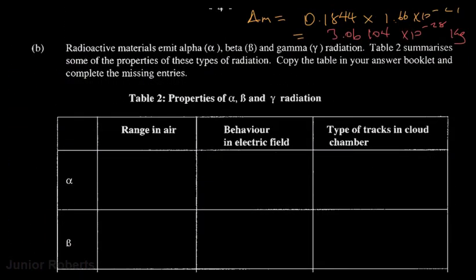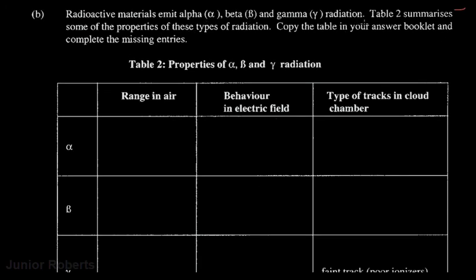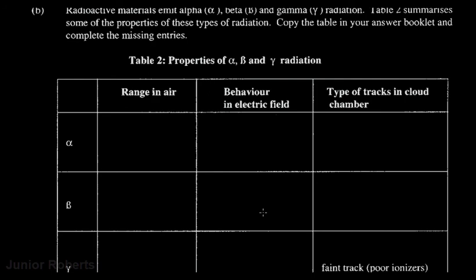So now, the next part of the question says that radioactive materials emit alpha, beta, and gamma radiation. Table 2 summarizes some of the properties of these types of radiation. Now we want to copy and complete the table and fill in the missing entries. So we're going to start by talking about the range of our alpha particle in air. Now for the alpha particle, it has a short range in air, usually about 5 to 11 centimeters.